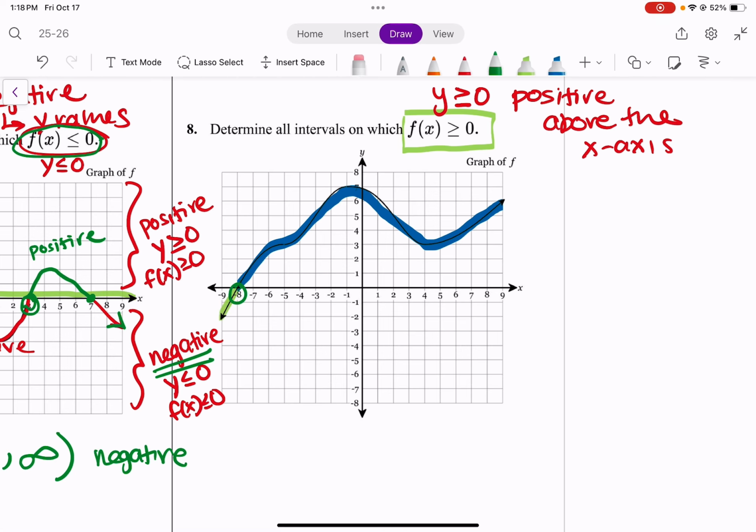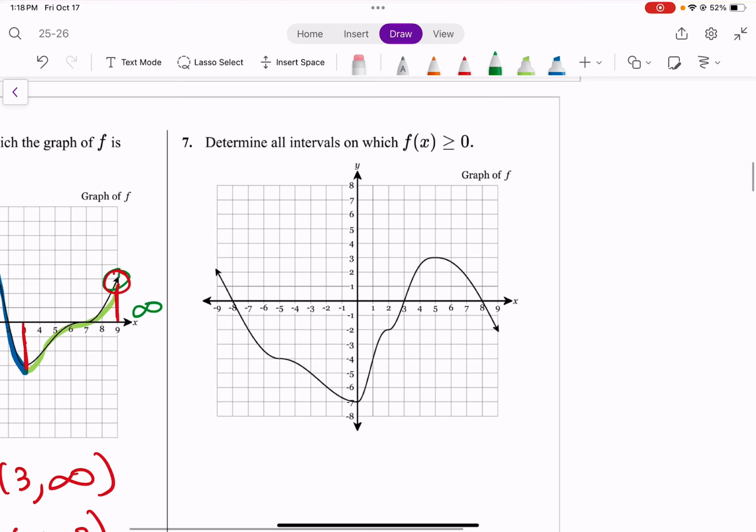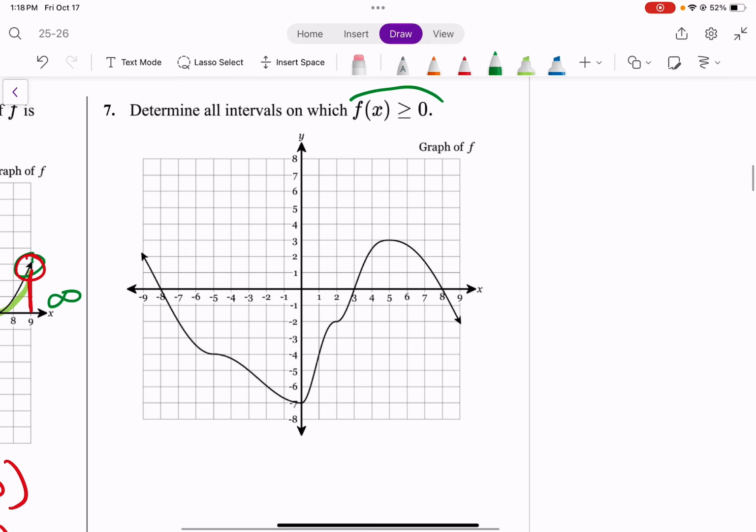So it starts going above at -8, and then it goes on forever. So this would be infinity, because we have an arrow at the end. It never goes under the x-axis again. Let's do one more. Okay, so again, this is saying y is greater than or equal to 0, which means it's positive. So that means above the x-axis.